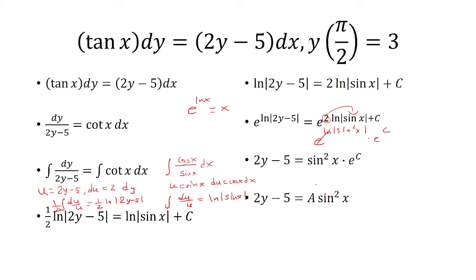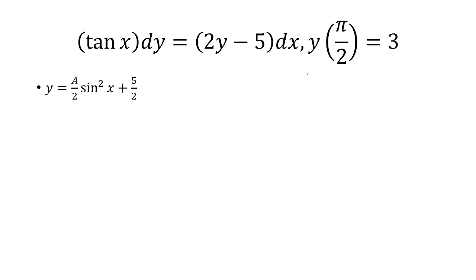Now we need to solve for y. So we'll add 5 and divide by 2. So this is the general solution. But now we want to use the initial condition. So let's plug in y equals 3 and x equals pi over 2. Note that sine of pi over 2 is 1.